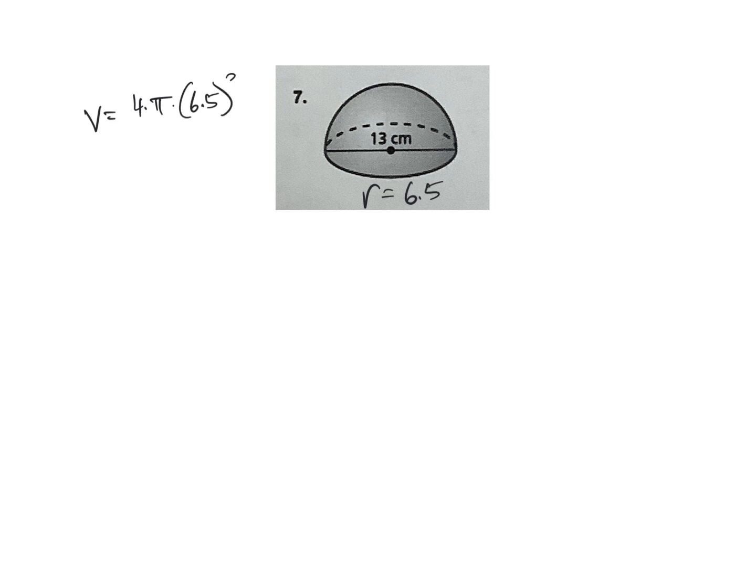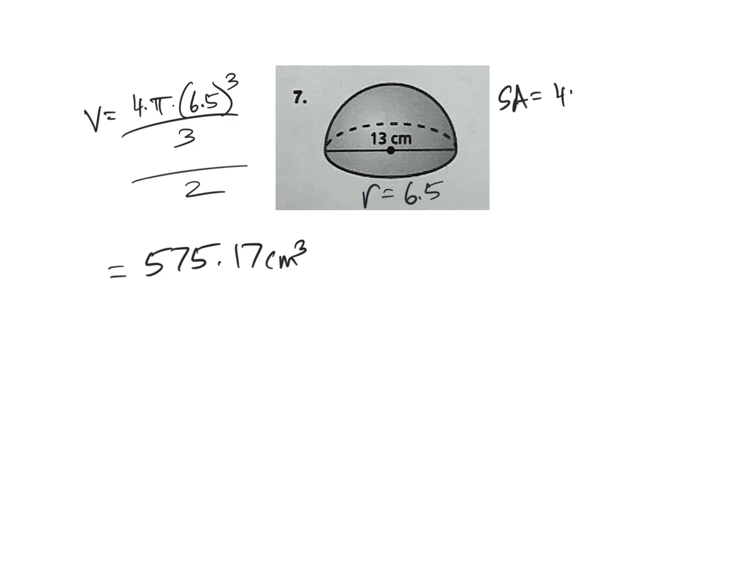Number 7, it's a hemisphere, so volume is 4 times pi times the radius, which is 6.5, cubed all over 3, and when we're done, we'll divide by 2. So 6.5 cubed is 274 times pi times 4. Then we divide by 3, 1,150. Then we got to divide it in half. And we get 575.17 cubic centimeters.